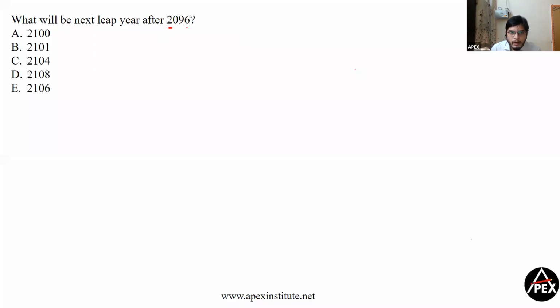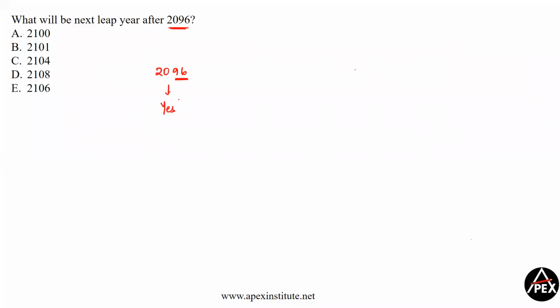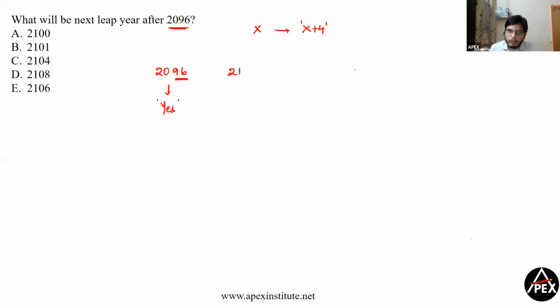What will be the next leap year after 2096? Is 2096 a leap year? 96 is divisible by 4, so yes. We just discussed that the cyclicity of a leap year is 4 years, maybe. So if X is a leap year, then X plus 4 may be a leap year. So the next leap year might be 2100. Now, is 2100 a leap year?